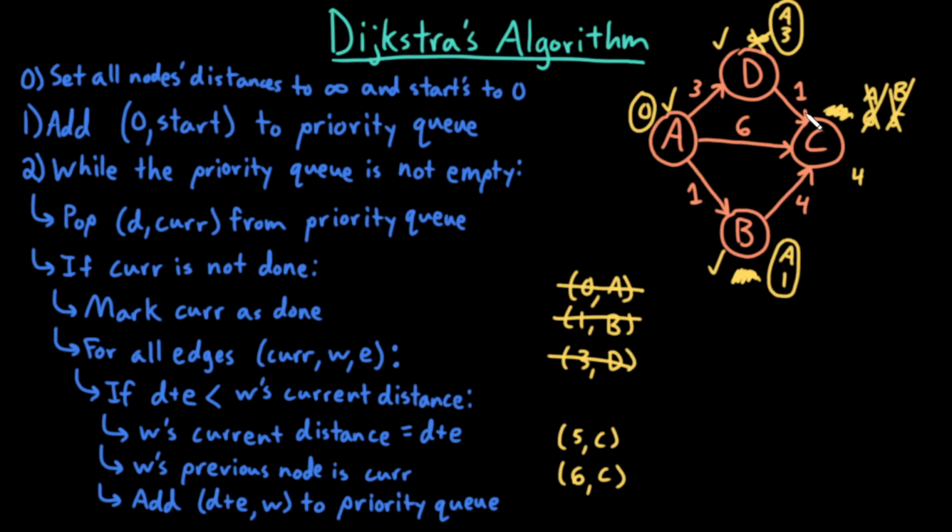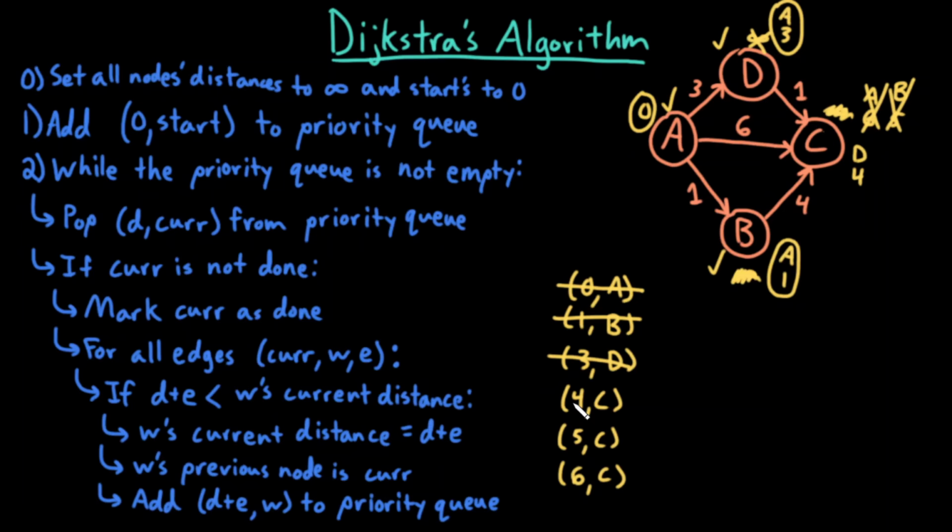C's previous node is D, so this means I found another better path to get to C. This time, if I came from node D, I would get to C with a total length of 4 from the start, which is this. That makes sense? Okay. And now add D plus E, so add 4 comma C, the current neighbor that I'm looking at, to the priority queue. 4 comma C. So this is another way to get to C, this time with distance 4.